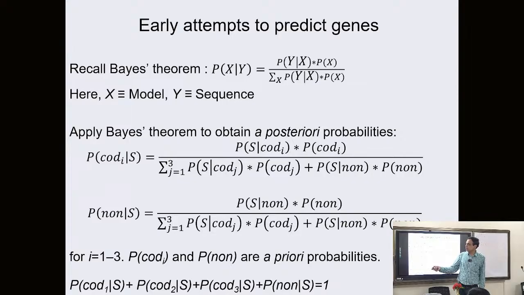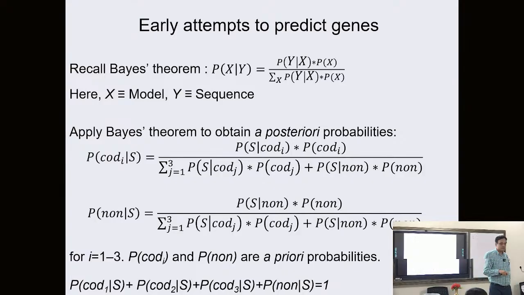So first you would compute the probability of coding subscript 1 given S. Okay, i is equal to 1. Then you would compute the probability of coding subscript 2 given S. And then you would compute the posterior probability of coding subscript 3 given S. And finally you have the posterior probability of non-coding given S, total 4. Add them up, you will see that it is 1. Okay, the numerator will be the same as the denominator.